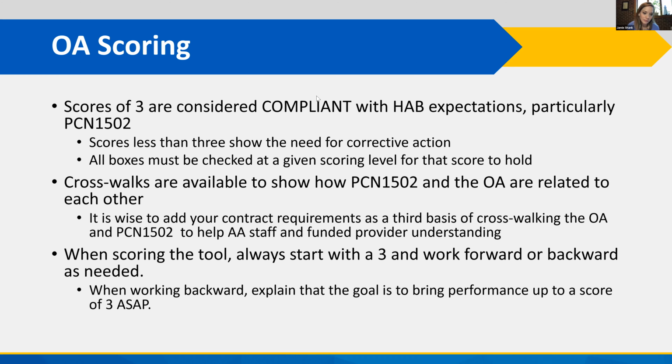Another cool piece is that the OA doesn't have to live in a vacuum. There are crosswalks available to show that relationship between PC and 1502 and how the OA are related together. And one of the things that we've seen be successful, and we would encourage, is to add contract requirements as sort of a third type of column in a crosswalk, so that as the AA, you see, here's the assessment, which outlines a lot of great expectations. Here's what we know is relevant to PC and 1502, and here's what we know is relevant to us specifically, and our contracts and our relationship and our signed agreements with people in our jurisdiction.